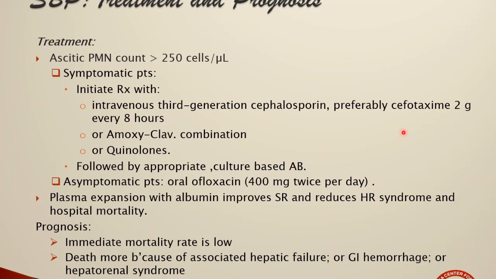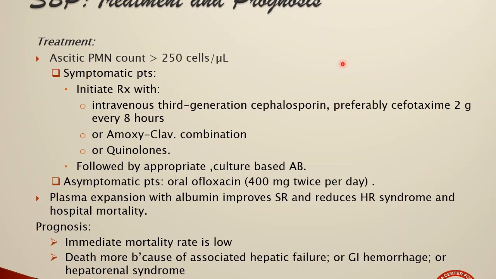So how do you treat it? Whether you have a symptomatic patient or an asymptomatic patient, it's as simple as that. If the count is more than 250 cells per microliter and the patient is asymptomatic, just oral ofloxacin 400 milligrams twice a day suffices. But if the patient is symptomatic, we have just talked about the symptoms in a patient with SBP, you should immediately initiate treatment with intravenous third generation cephalosporin, preferably cefotaxime, 2 grams every 8 hours, or a combination of amoxiclav or quinolones. That is the standard of treatment.